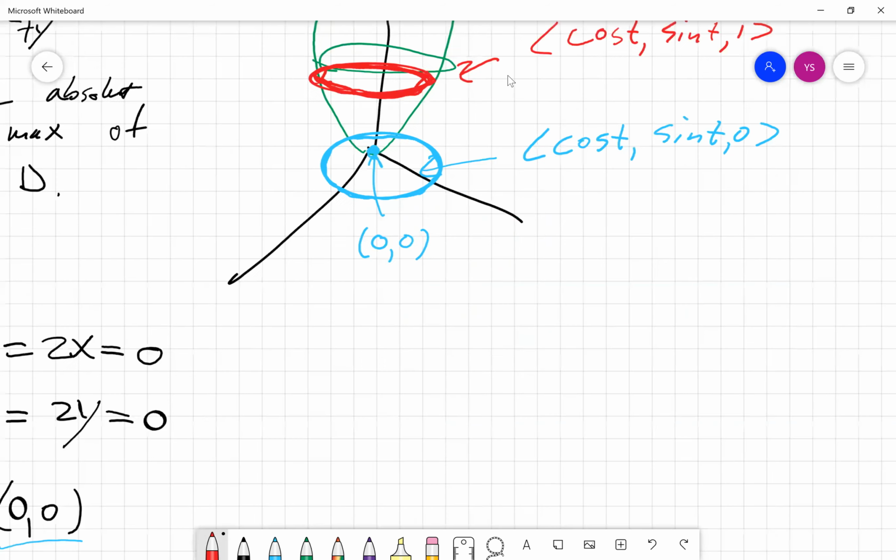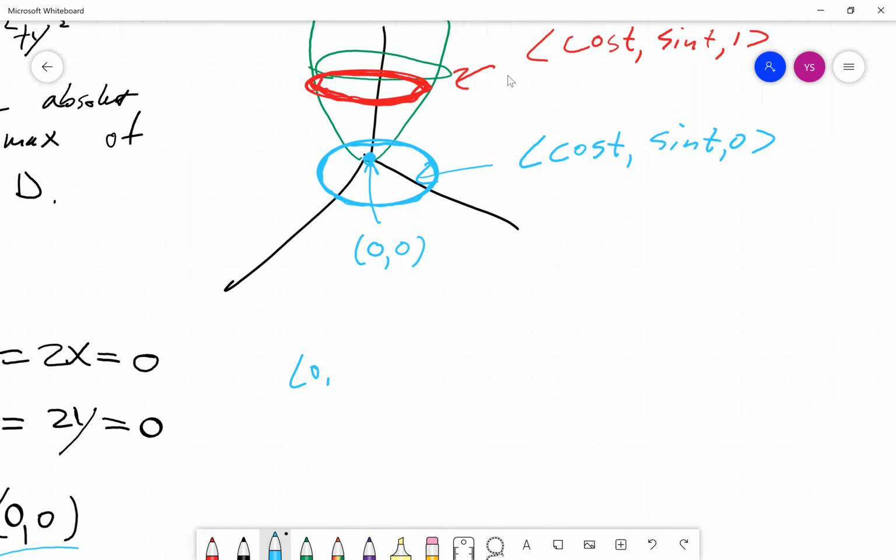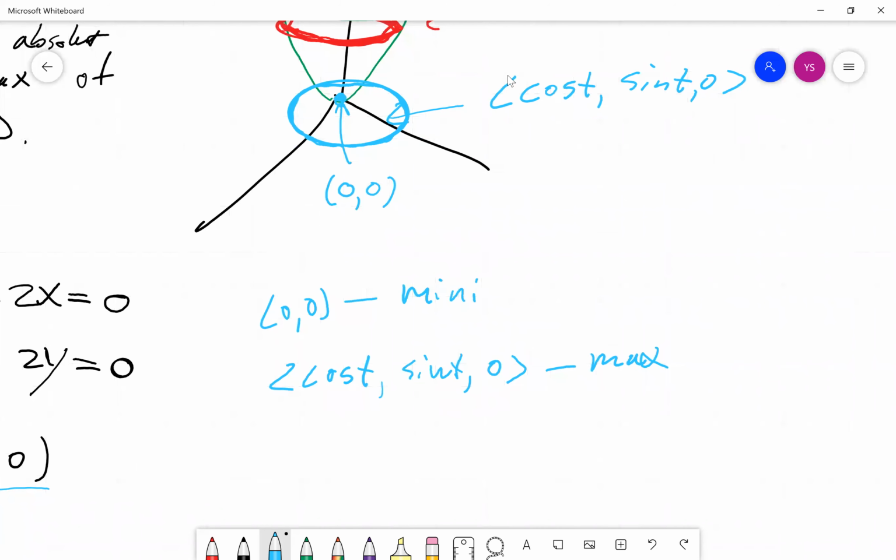So now we can say 0, 0 is our absolute min. And the entire curve, cosine of t, sine of t, 0, is our max. Those are all our maximum points. Our min itself is f of 0, 0, which is 0. And our max itself is f of cosine of t, sine of t, and 0, which is, of course, 1. Any questions about this?